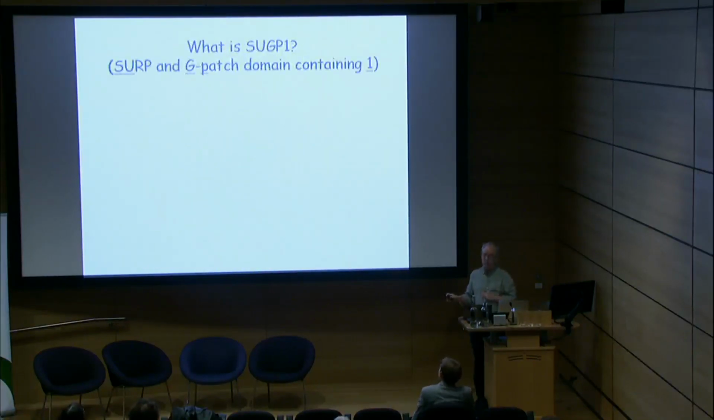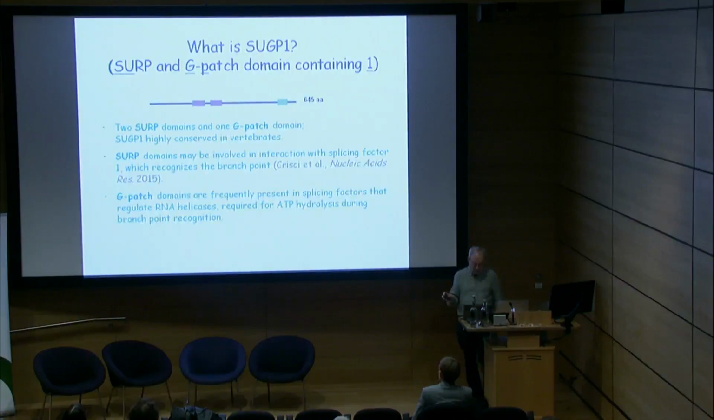So what is SUGP1? Its name is SURP and G-patch domain containing 1. So what are those domains? A SURP domain is involved in interaction with SF1. This was really nice to us because SF1 actually is involved, and I'll show you the model in just a second, in recognizing the branch point sequence, the first step in splicing.